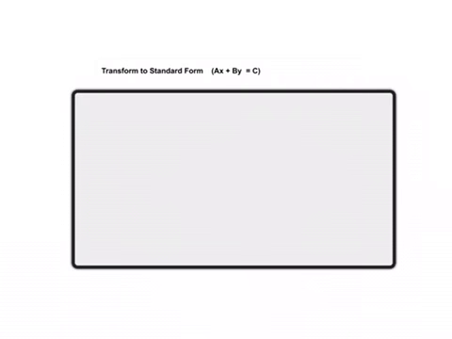All right, hi everybody. We're going to be doing a short lesson today on how to transform an equation into standard form. So we learned the other day that standard form is written in the form of ax plus by equals c, where a, b, and c are all integer values. One other thing you may remember from our notes is that the value of a must be positive.